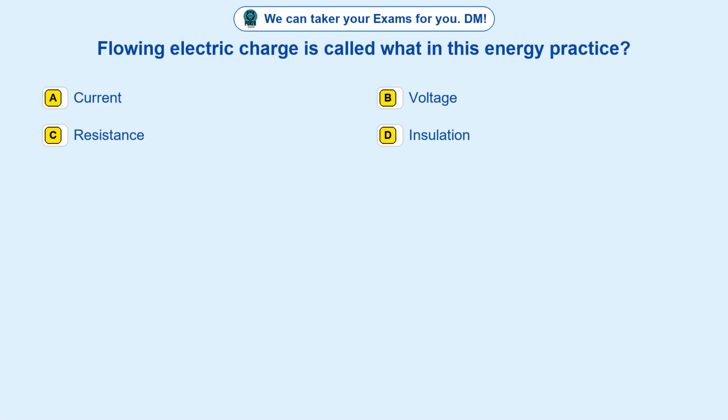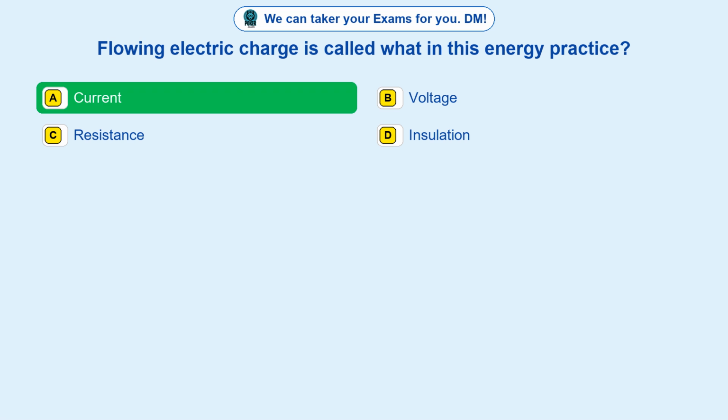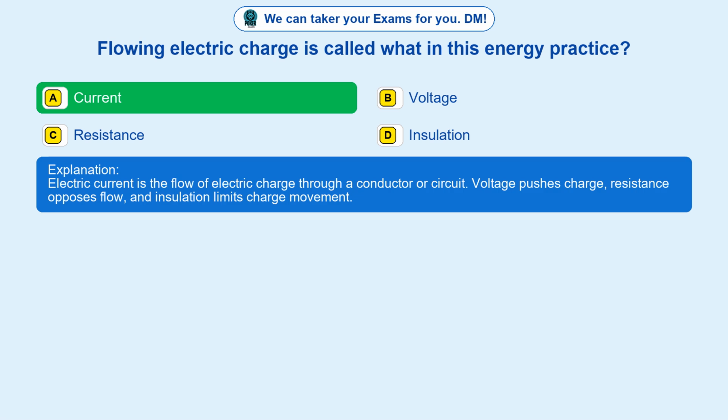Question 69. Flowing electric charge is called what in this energy practice? Option A, current. Option B, voltage. Option C, resistance. Option D, insulation. The correct answer is option A. Current. Electric current is the flow of electric charge through a conductor or circuit. Voltage pushes charge, resistance opposes flow, and insulation limits charge movement.